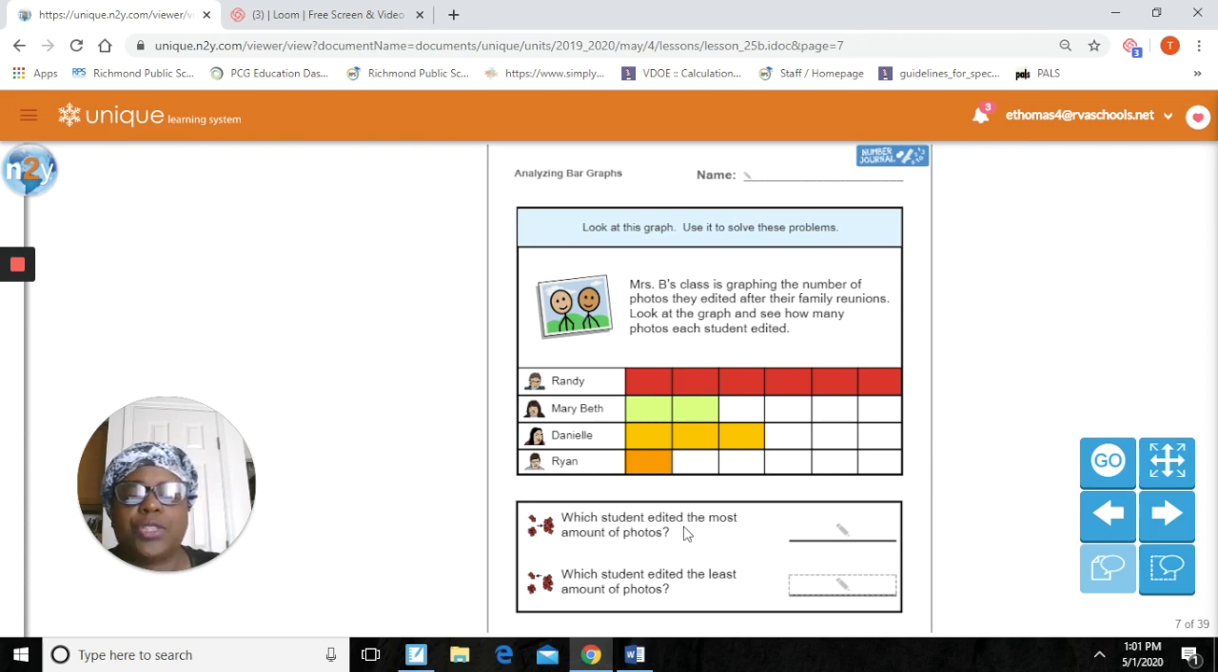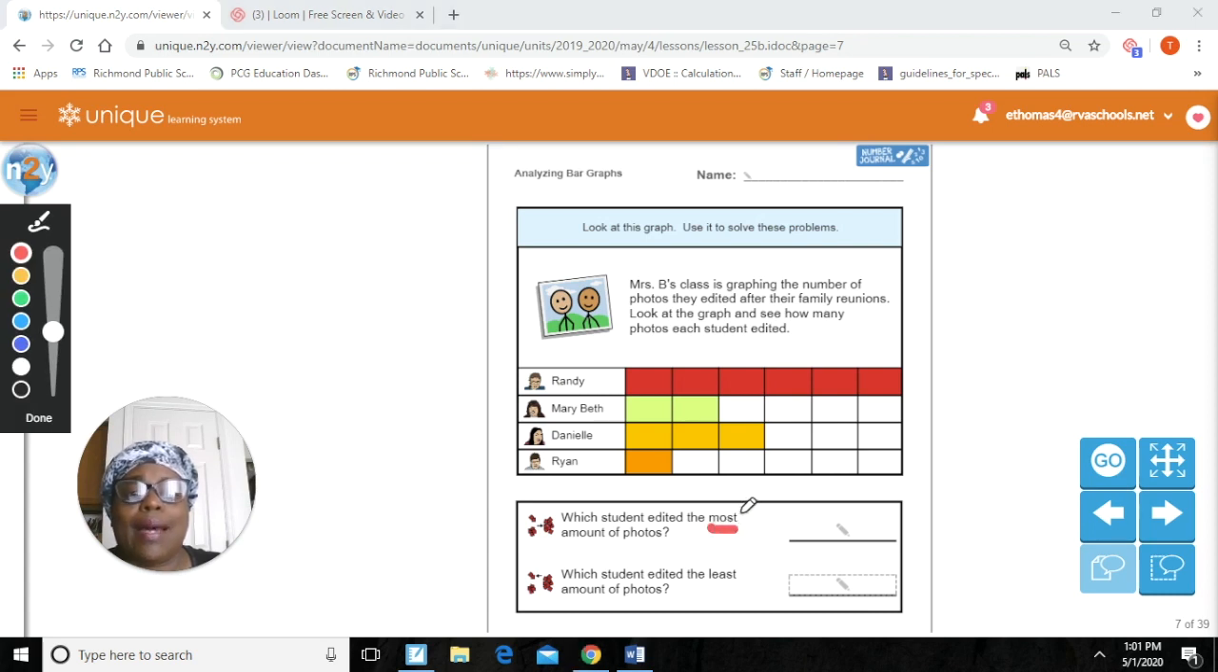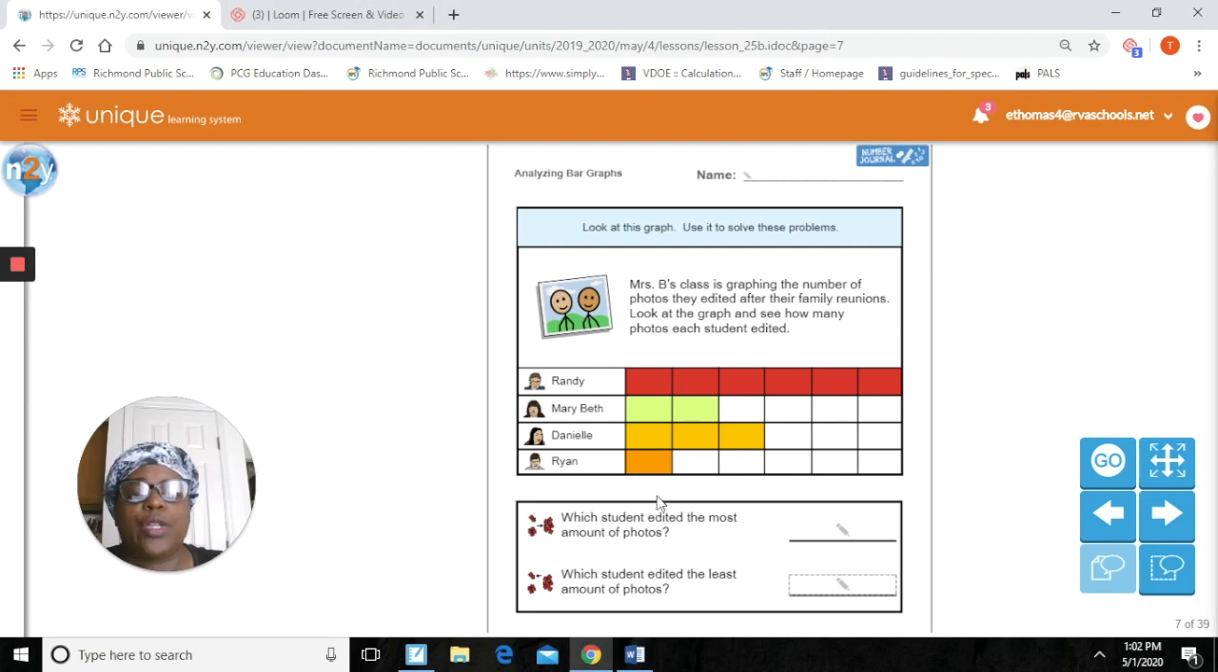It says here, which student edited the most amount of photos? Here's a clue word, most. Now, what does most mean? A lot, right? More than anybody else, right? That's what we're looking for. All right, so we're going to start with Randy, and once again, we'll count. 1, 2, 3, 4, 5, 6. So write that number on your paper.